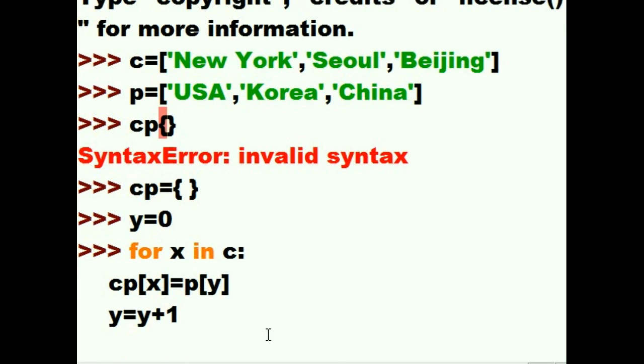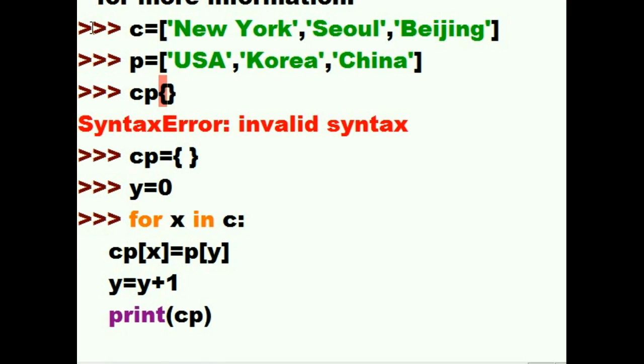And I don't want to just print the whole thing out at the end. I want you to see this gradually as it progressively develops. So I want the system to print whatever is in CP right now, so you'll see it on the screen as it develops. All right, I can't think of anything else now. As soon as I hit the enter key one more time, it's going to loop through C one at a time. It'll take the New York key and assign that to USA.